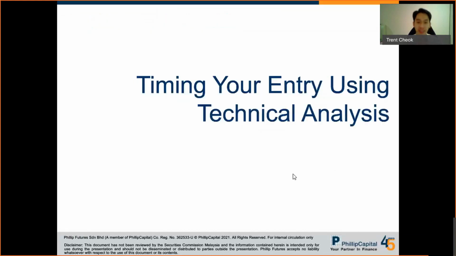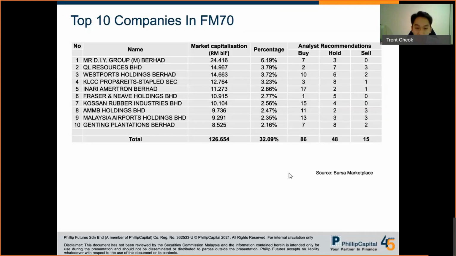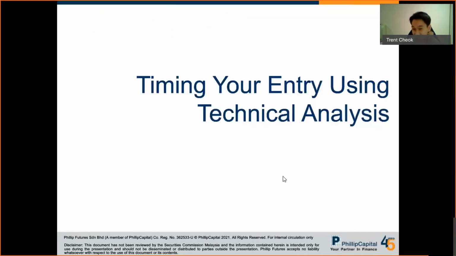So basically, that's the fundamental analysis. Those are the three main components, which are the GDP, inflation, and also the general direction of the top companies in the FM70. Before I continue to technical analysis, I would like to clear some questions, because I see some questions in the chat box. Do you want me to read it out for you? Do you want to clear first?